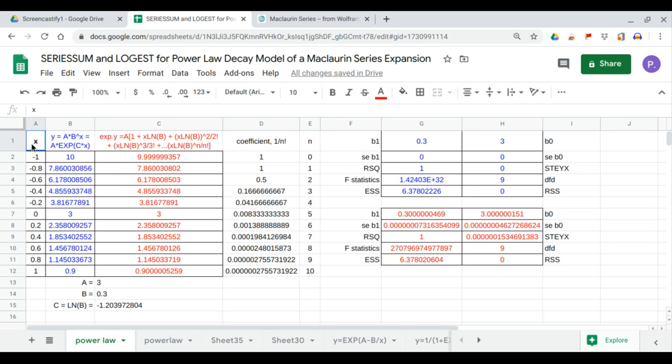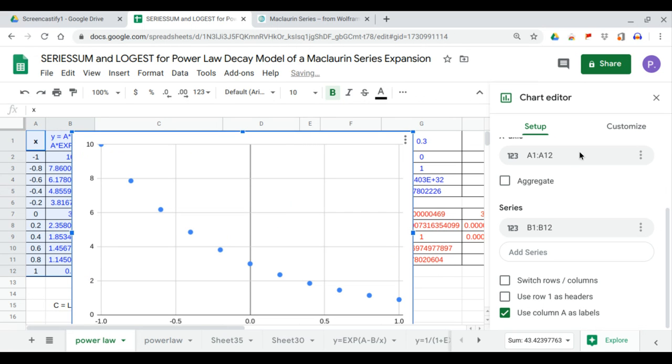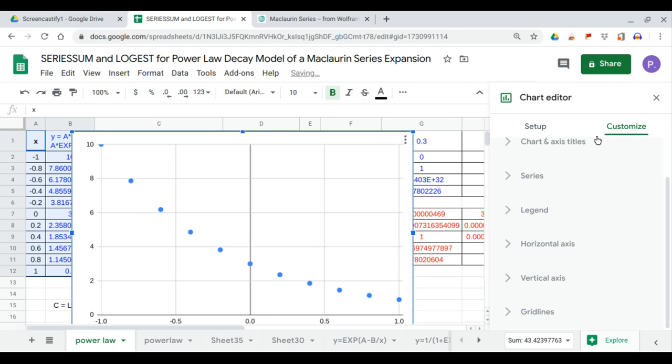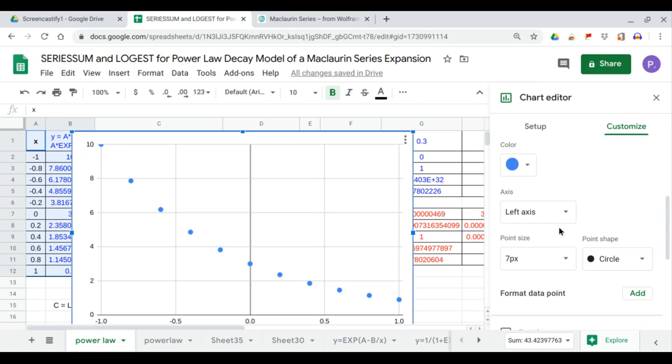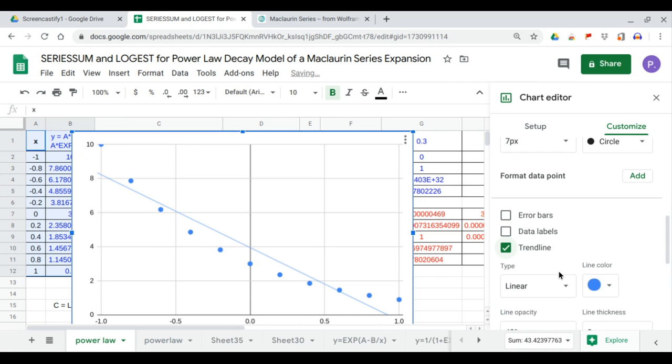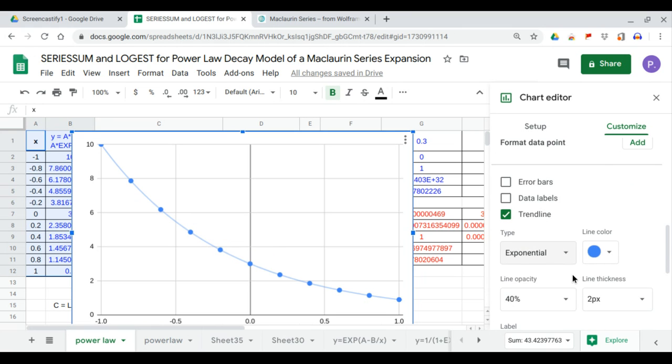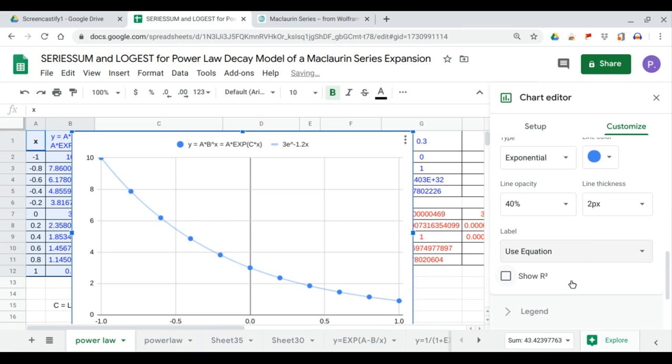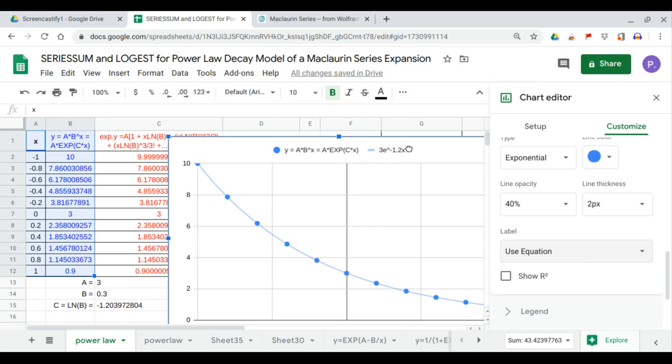We can insert this to the chart and show the trend line. Our trend line will be in the exponential form because that's the only one available. We don't have a power law trend line, so we use the exponential. Here we have 3 times e to the negative 1.2x, where negative 1.2 is actually c.